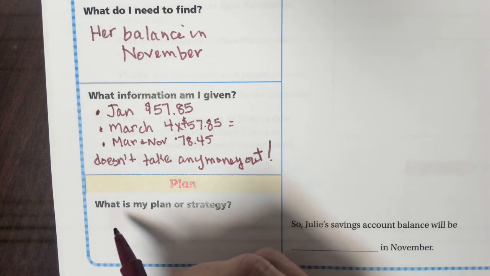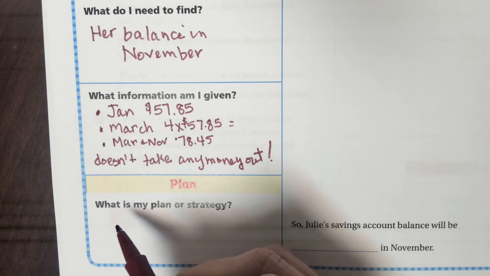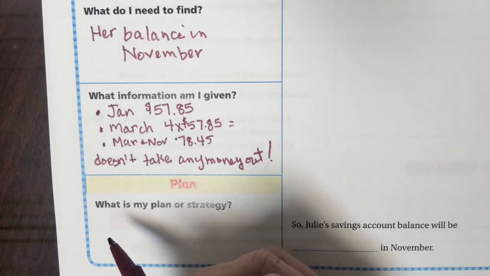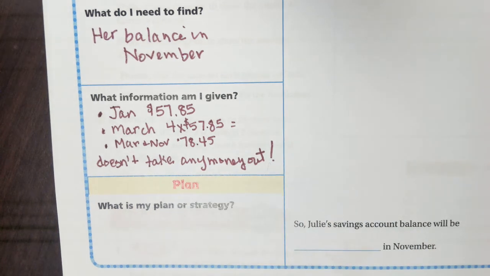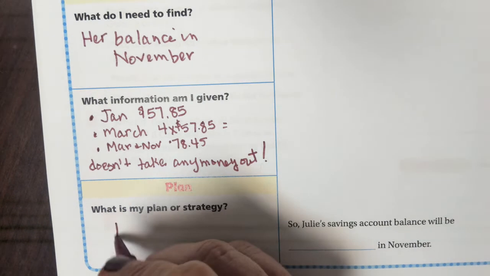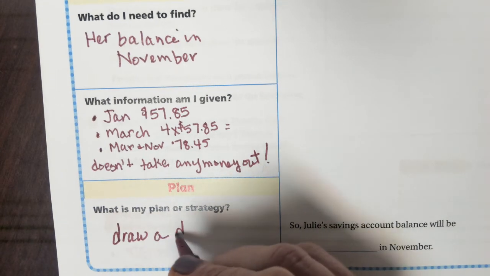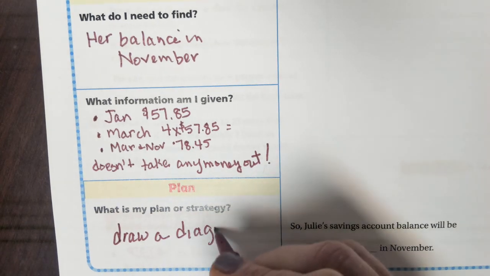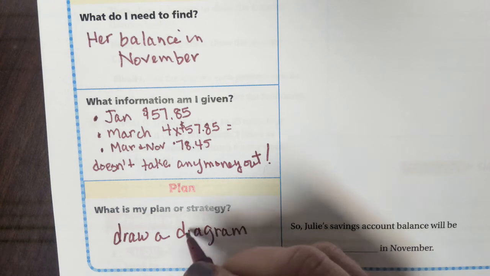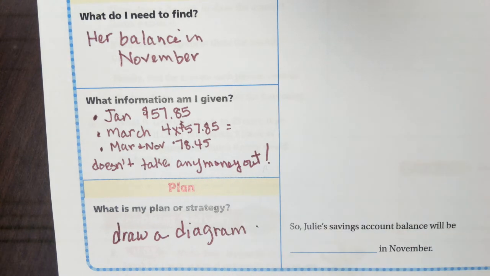Multiply. Lainey? Multiply 4 times $57.85. Okay, so what was it told us at the very beginning on page number 1? What were we going to learn how to do? Multiply. Draw boxes. Draw a diagram. We're going to draw a diagram. Okay? All right. We okay? Everybody's following so far.